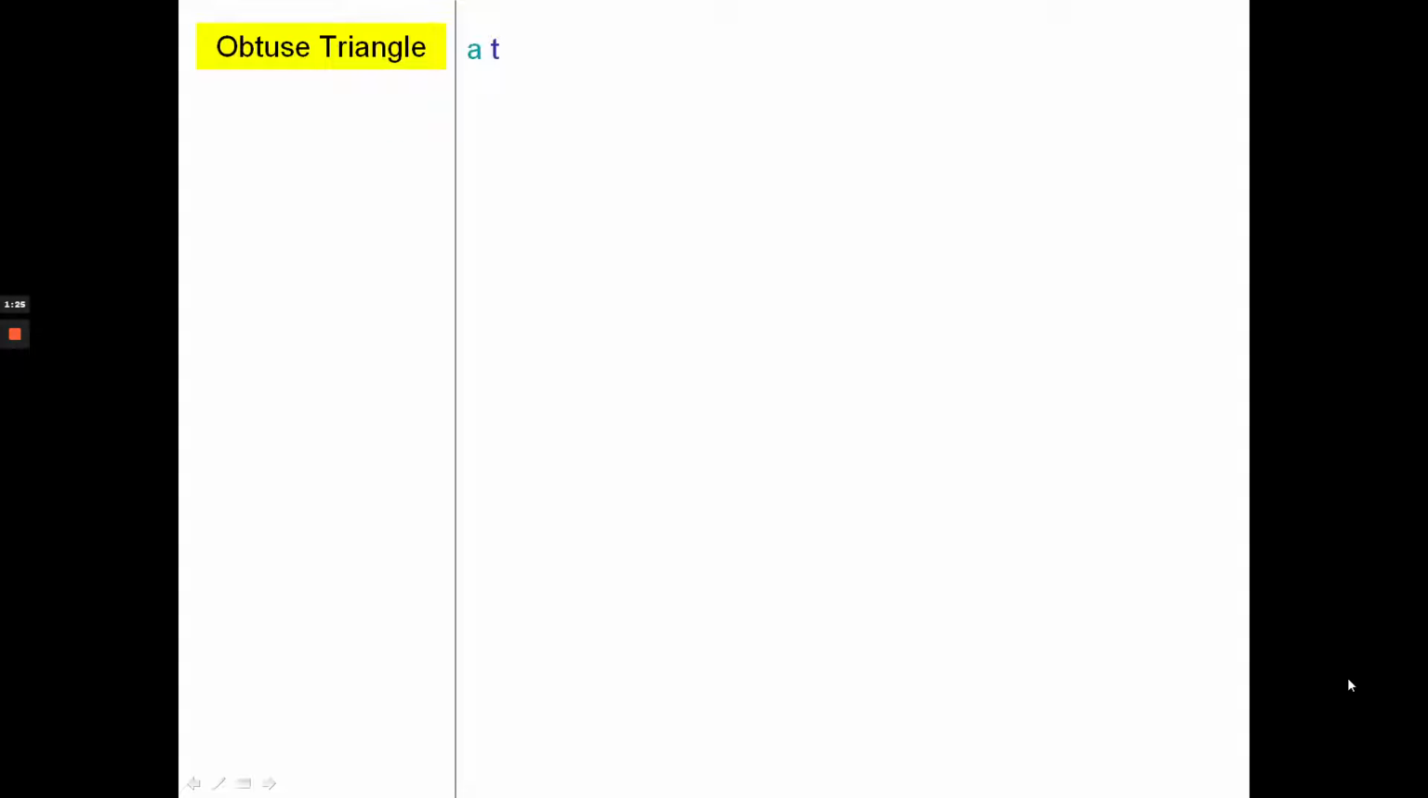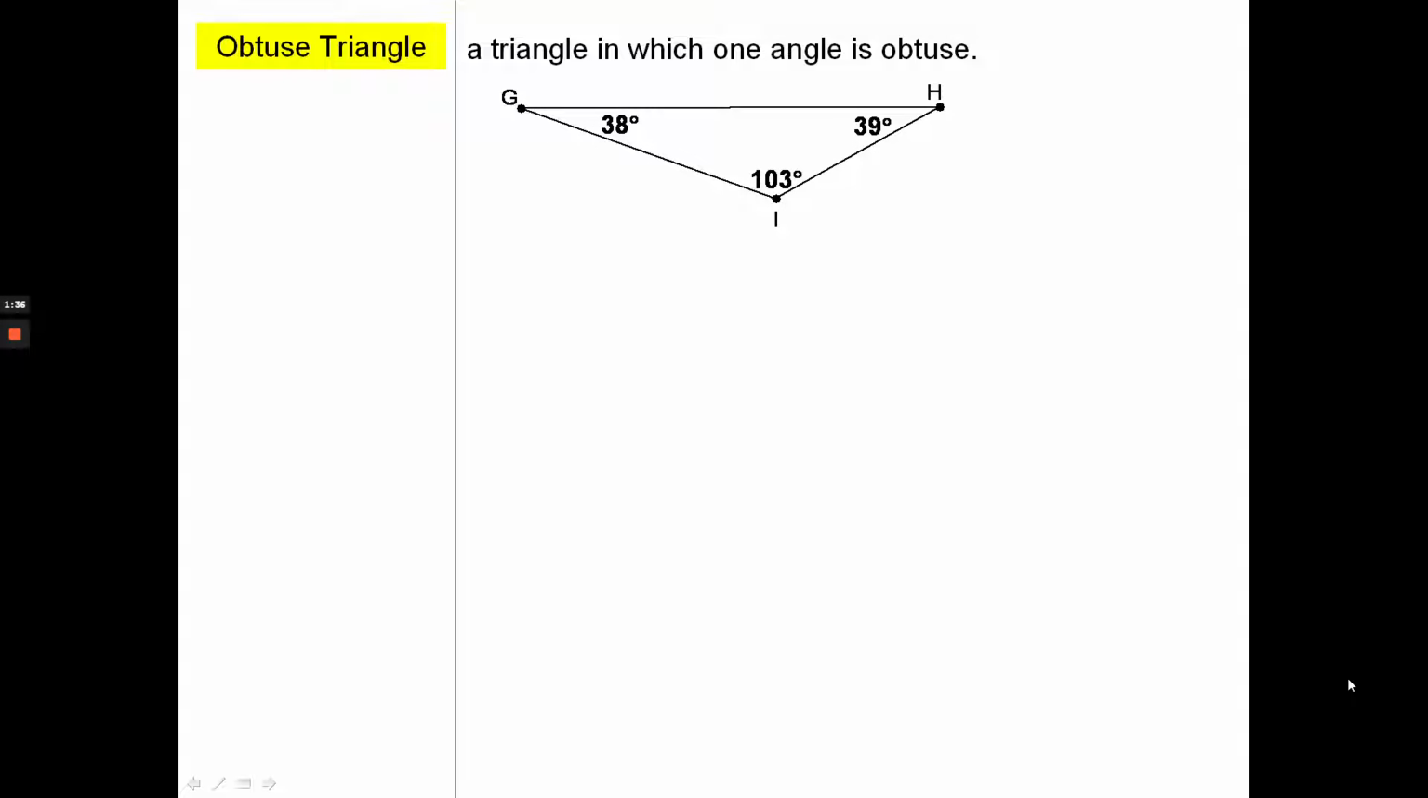An obtuse triangle is a triangle in which only one angle is obtuse. So one angle is larger than 90, but less than 180. So for an example, we have a 38-degree angle and a 39-degree angle. Those are both acute, but we have a third angle. It is 103 degrees, which is obtuse. So this triangle is an obtuse triangle.